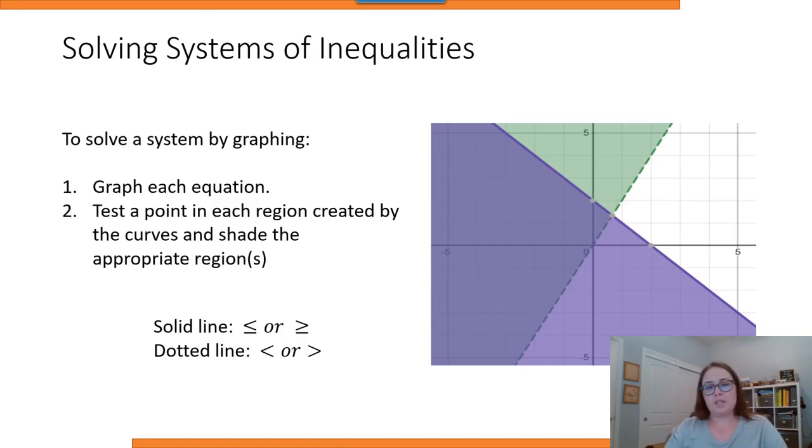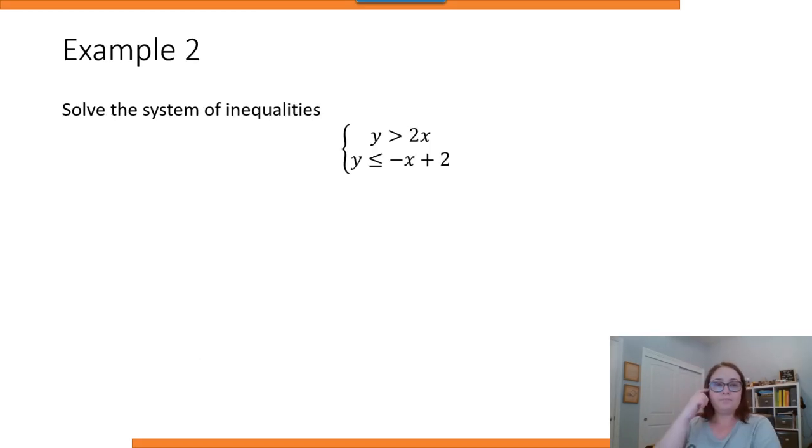So you're going to do this with each line. Something to remember, if your inequality has a less than or equal to or a greater than or equal to, then you will graph that as a solid line because the line itself is part of the solution. If it's a strictly less than or strictly greater than, then you're going to use a dotted line because the line itself is not part of the solution. It is the boundary of the solution. So let's look at an example.